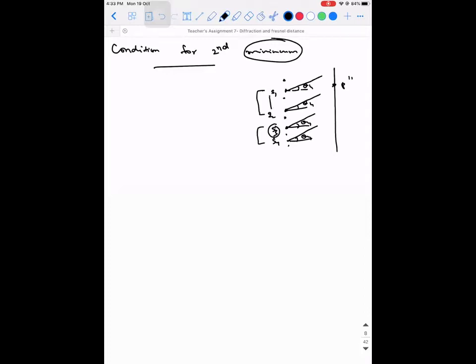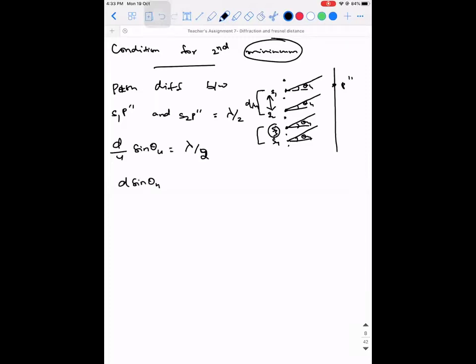Okay. So what will be the distance between S1 and S2? It will be d by 4. This I need not explain. So path difference between S1 P double dash and S2 P double dash should be equal to lambda by 2 because they are subsequent rays, right? So d by 4 times sine theta 4 should be equal to how much? Lambda by 4. Sorry, lambda by 2. So d sine theta 4 will be equal to 2 lambda. This is the condition for second minimum.